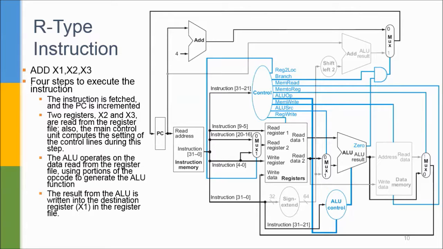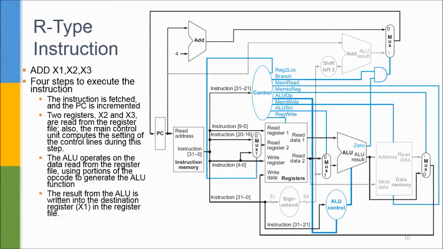Now we start with the operation of the R-type instructions. This figure shows the operation of the data path for an R-type instruction such as add x1, x2, x3. The four steps to execute the instruction by the flow of information are as follows. Number one, first of all, the instruction is fetched and the program counter is incremented.